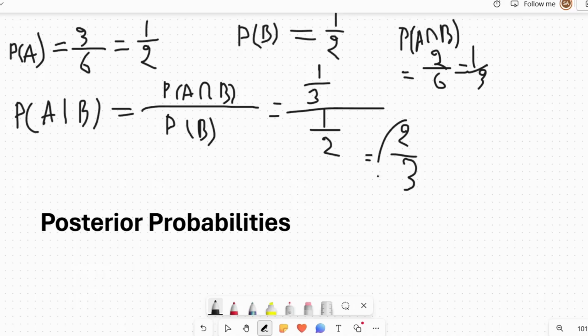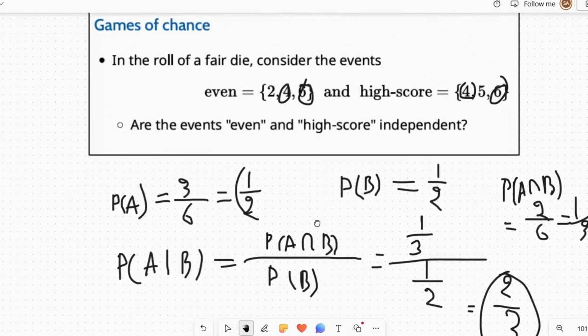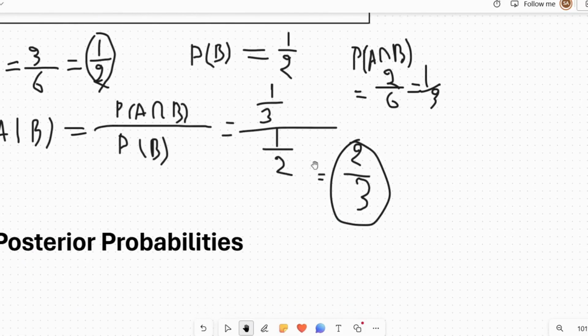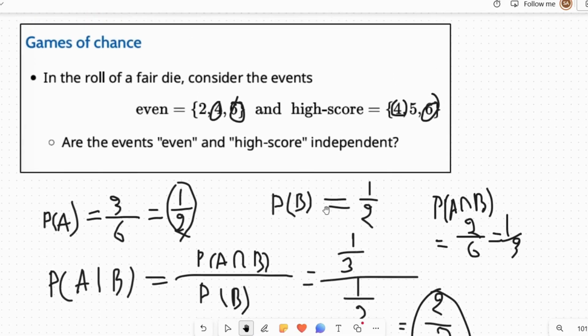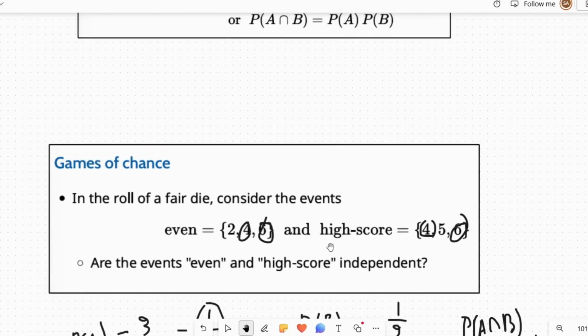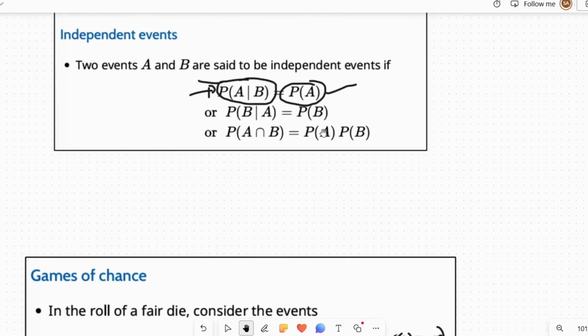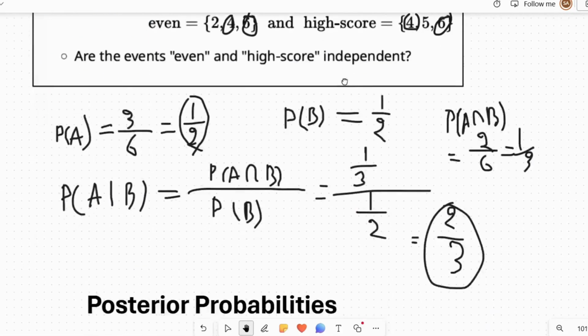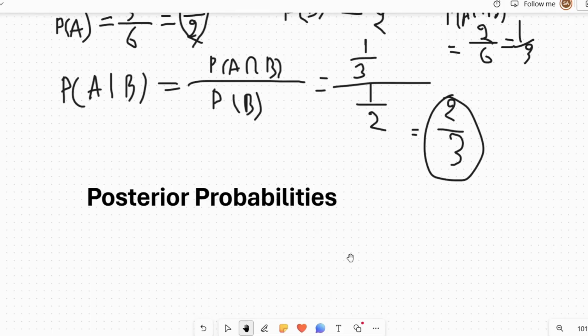This is our left hand side and this is our right hand side. So a half and 2 by 3 are not equal. So they are not independent. I hope you all understand how to check whether events are independent or dependent, using any of these formulas.